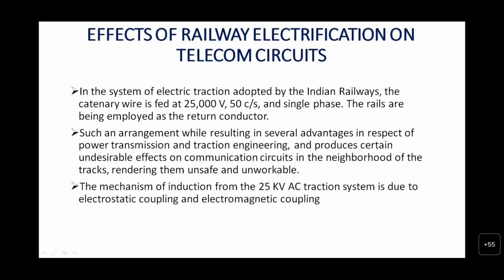In the system of electric traction adopted by the Indian Railways, the catenary wire is fed with 25 kV, 50 cycles, single phase. The rails are employed as a return conductor. Such an arrangement, while resulting in several advantages in respect of power transmission and for traction engineers, produces certain undesirable effects on communication circuits in the neighborhood of the track, rendering them unsafe and unworkable. The mechanism of induction from the 25 kV AC traction system is due to electrostatic coupling and electromagnetic coupling.